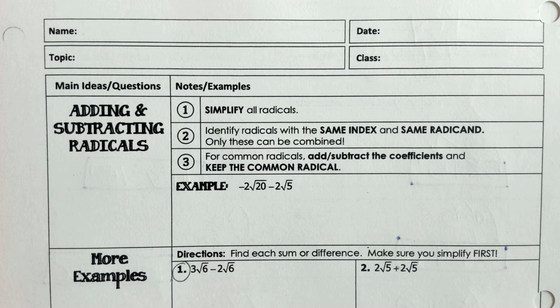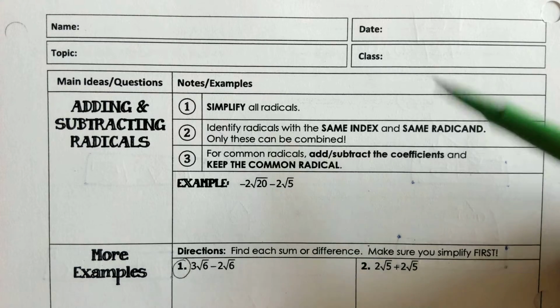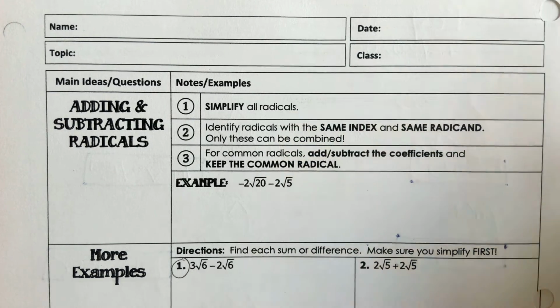Hello, here is your lesson on how to add and subtract radicals. So it's basically 3 steps. The better you are at simplifying radicals, the easier this is going to be. Step 1, you just have to simplify all the radicals.